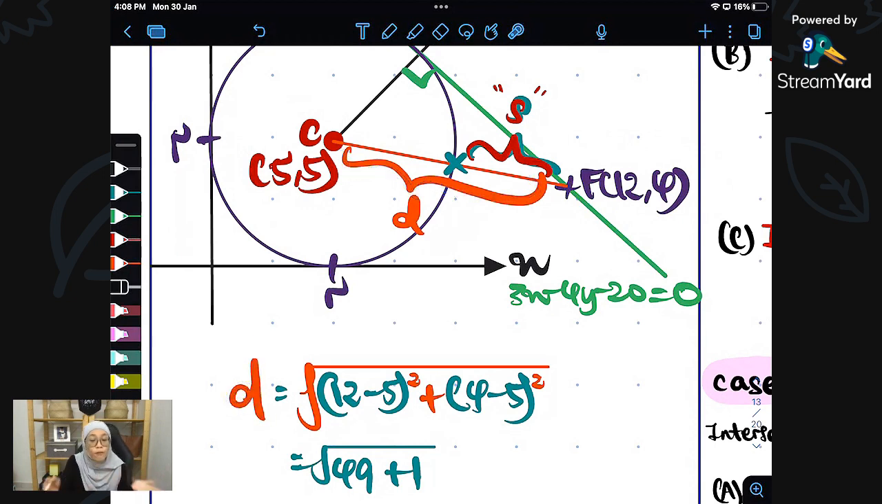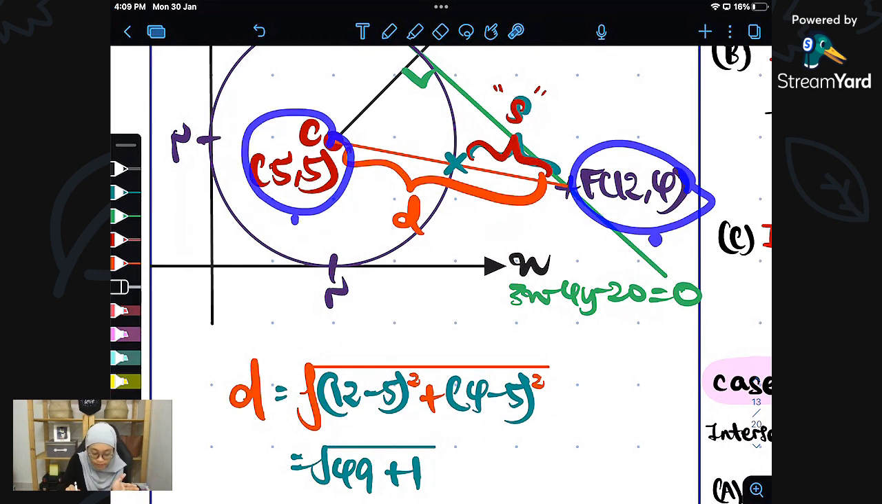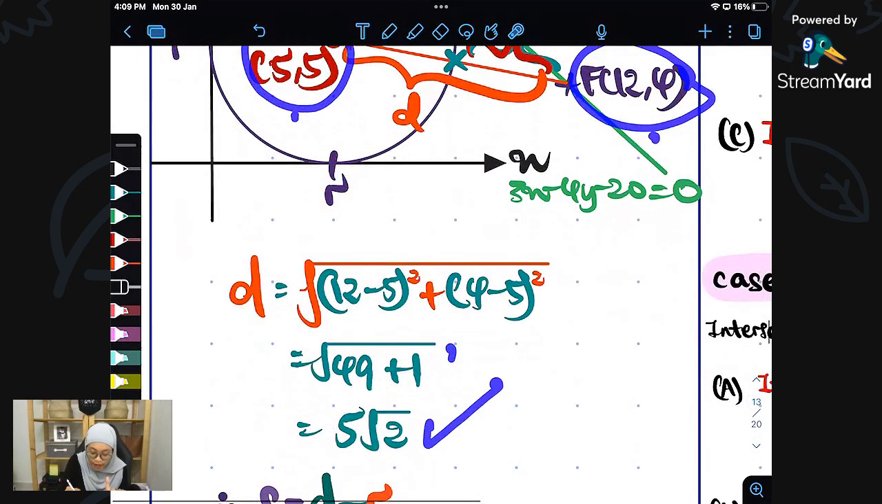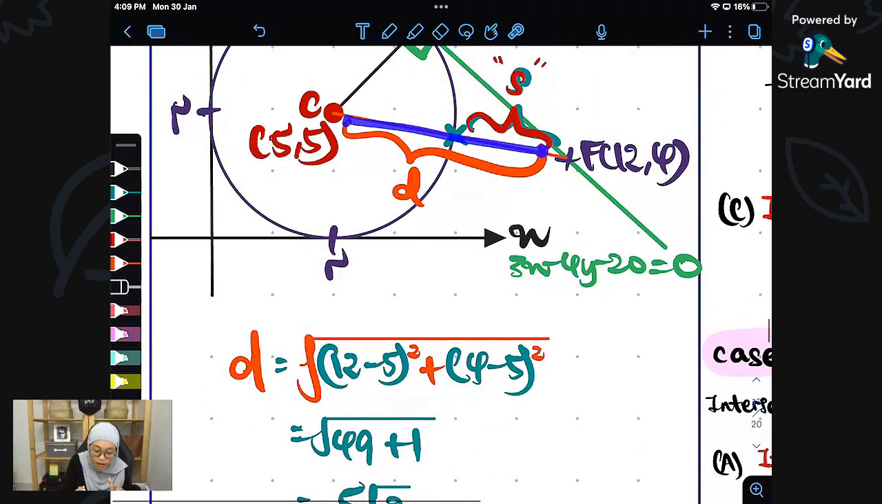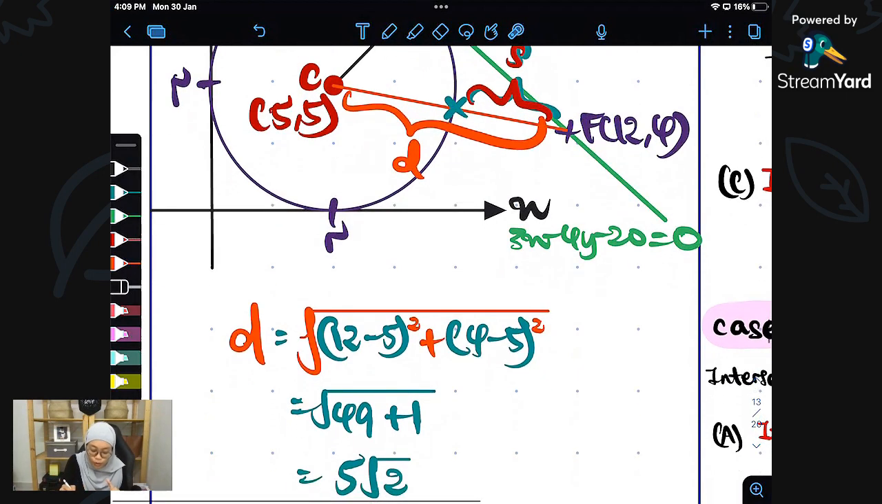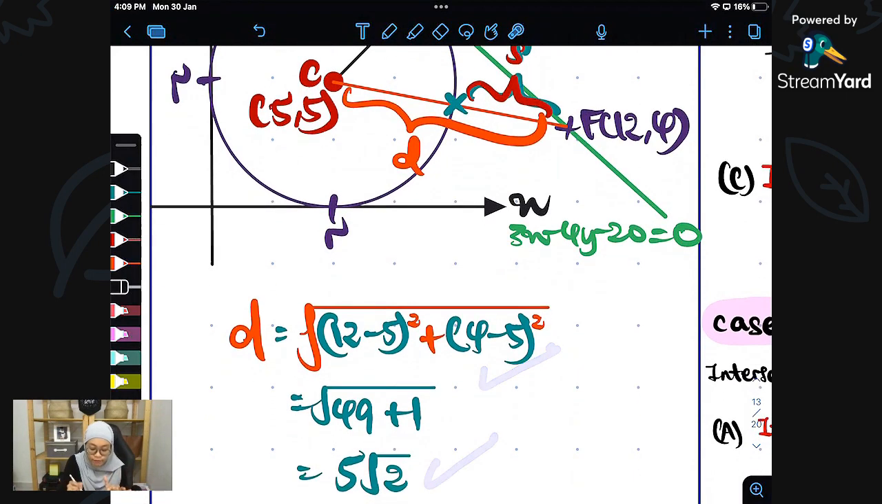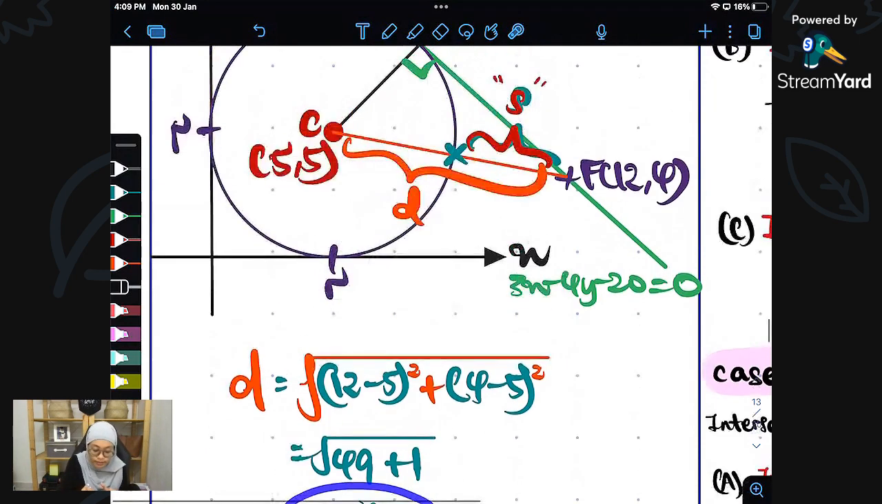So we use the formula from the modern maths that we know. We have learned it in physics as well. Okay, you all have learned it in physics, right? So this distance from the center point to the F point is just 5 square root of 2 units. This is the length, the distance from point C to point F. Okay, so we use this formula and we got the 5 square root 2 units. That is the length of it.